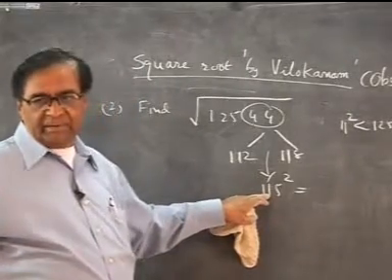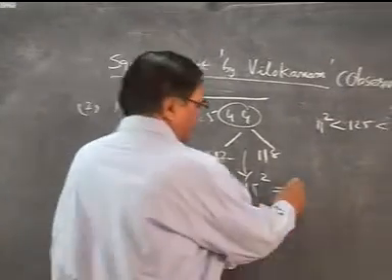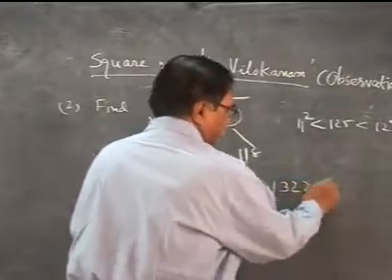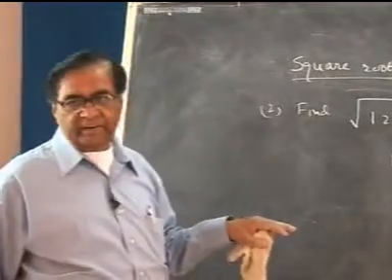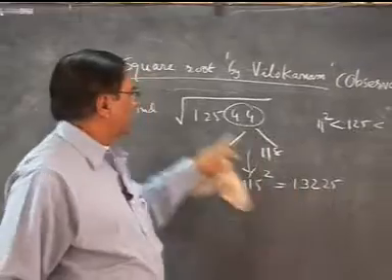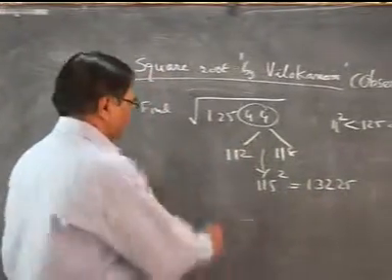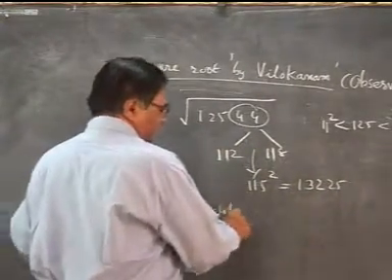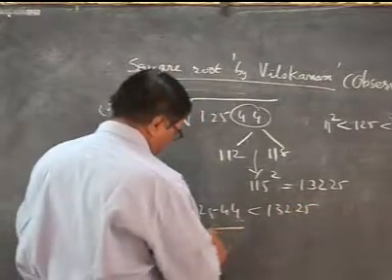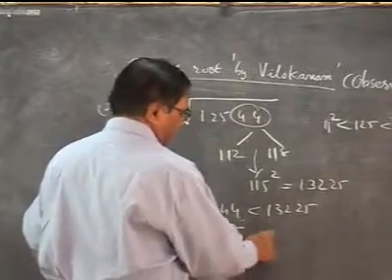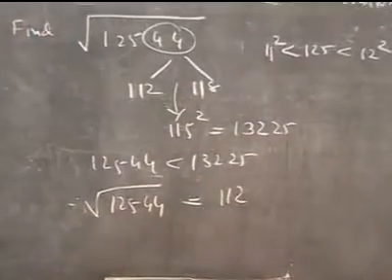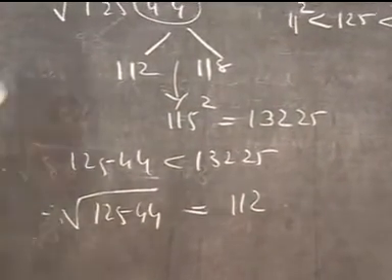11 into 12. You can separate them, putting 3 and 25. Yesterday we had decided how to multiply by 11. You know 11 into 12 is 132, and this is also smaller. So you can say 12544 is less than 13225, and so therefore the square root of 12544 is 112. So by this way you can decide.